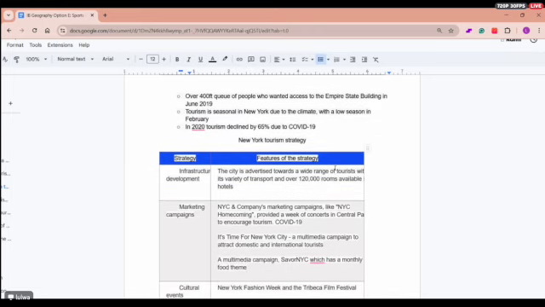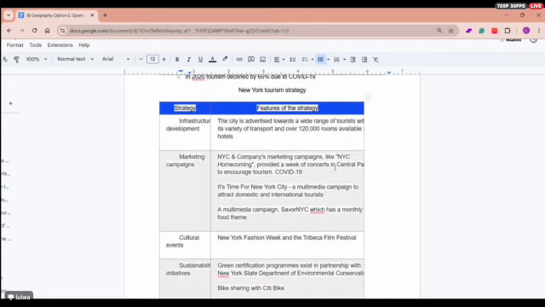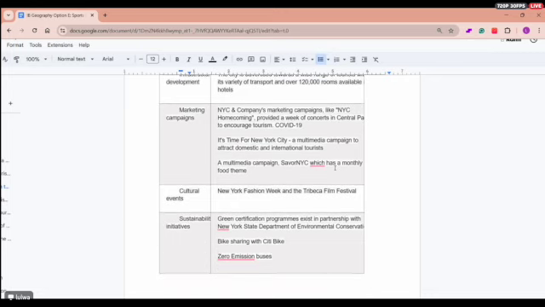However, they have a lot of strategies. For example, they have infrastructure development, which means that the city advertised to a wide range of tourists with its variety of transport and over 120,000 rooms available in hotels. Marketing campaigns, for example, New York City and companies' marketing campaigns like New York City Homecoming provided a week of concerts in Central Park to encourage tourism.